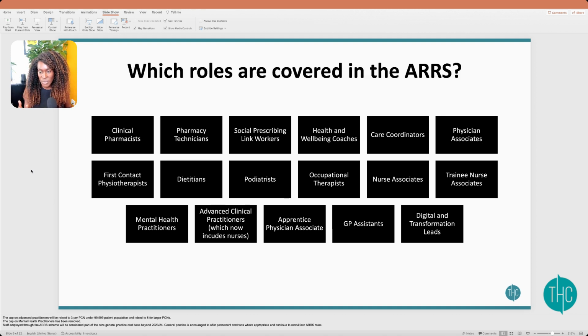So one thing I also like to do is just to remind people of the roles that we can employ using the additional role reimbursement scheme, just so we're all on the same page, and just to remind people, because there's always questions around which roles can we employ.